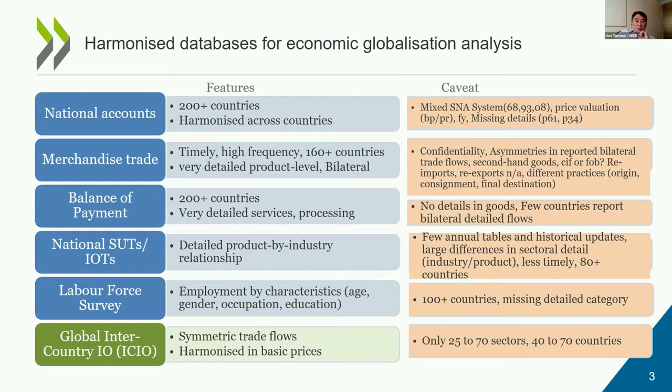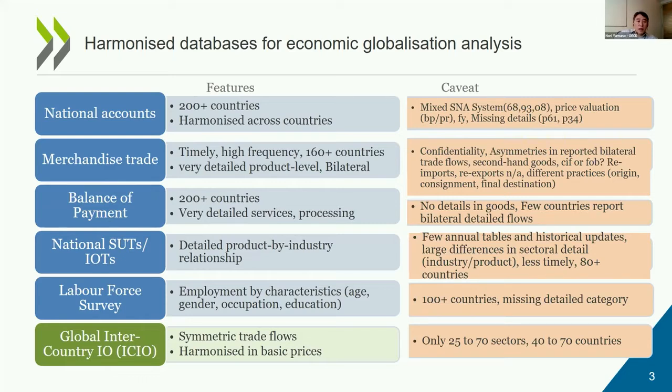And today's session is about input-output, so we can discuss more about the national supply and use tables and input-output tables. Of course, a major feature of those tables is that we can access detailed information on product and industry transaction data, which is very useful, and we have tried to use that in globalization analysis for the last 10 to 15 years. Of course, there are some issues compared to the earlier data. Still, not many countries are able to provide annual tables, and the sector information is not so harmonized in terms of sector classification.